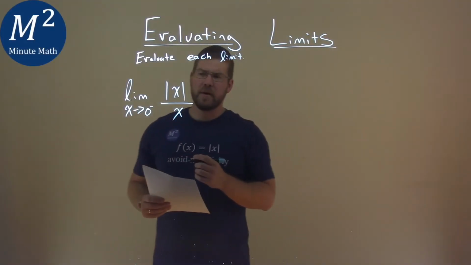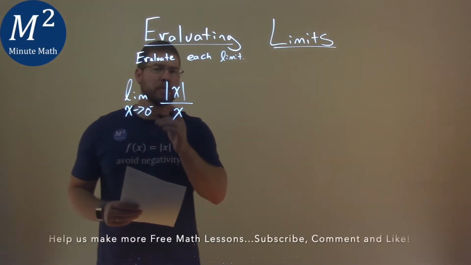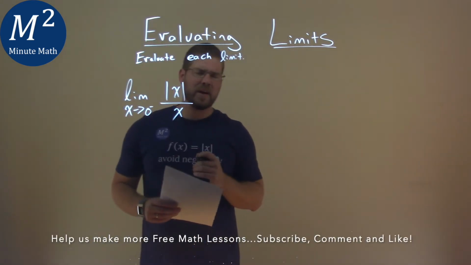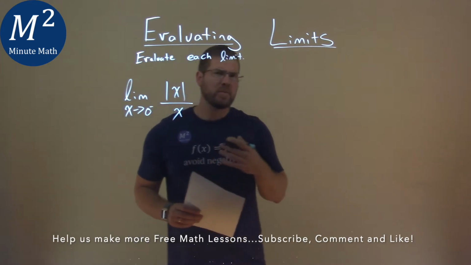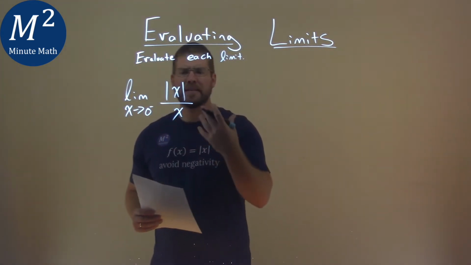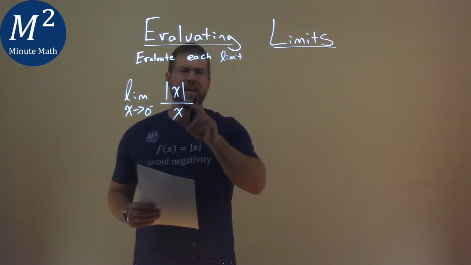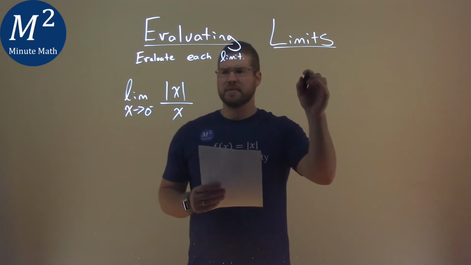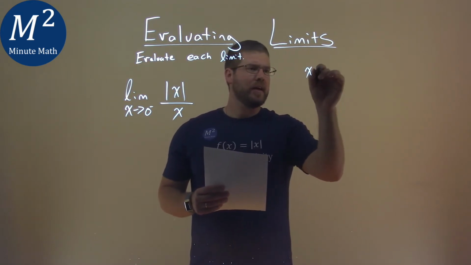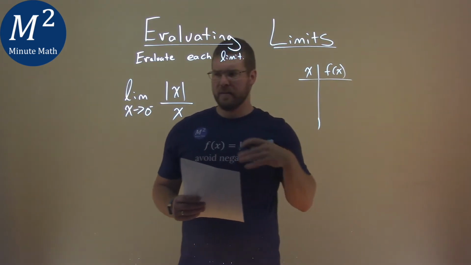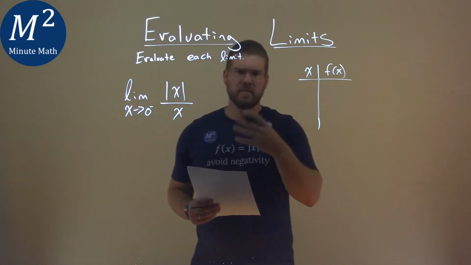We're given this limit right here. The limit as x approaches 0 from the left of the absolute value of x over x, and we need to evaluate this limit. Now this one's a little tricky, and I'm going to use a table to try to see what's happening at 0, because we can't plug 0 into this equation. So if we use a table of x and f of x, let's see what happens as we approach 0 from both sides, and then we'll go from there.